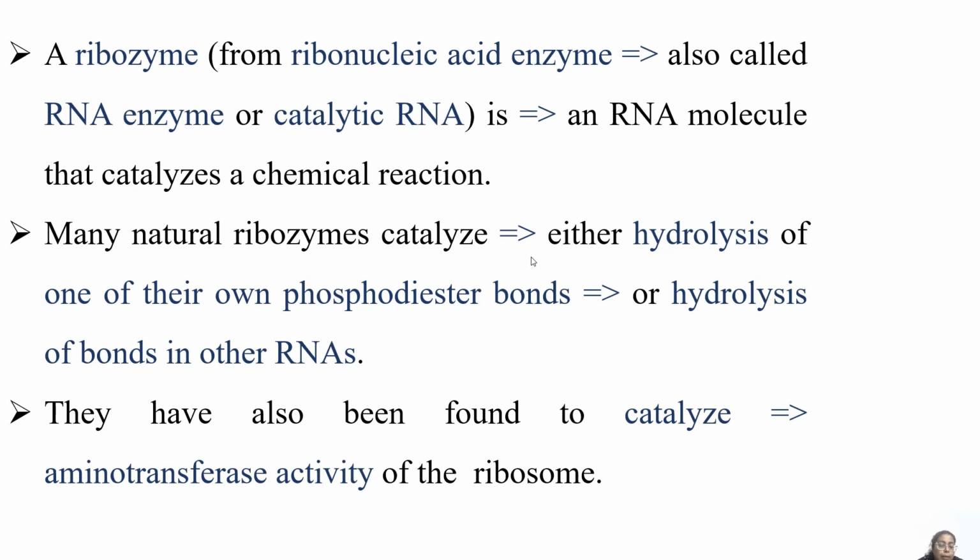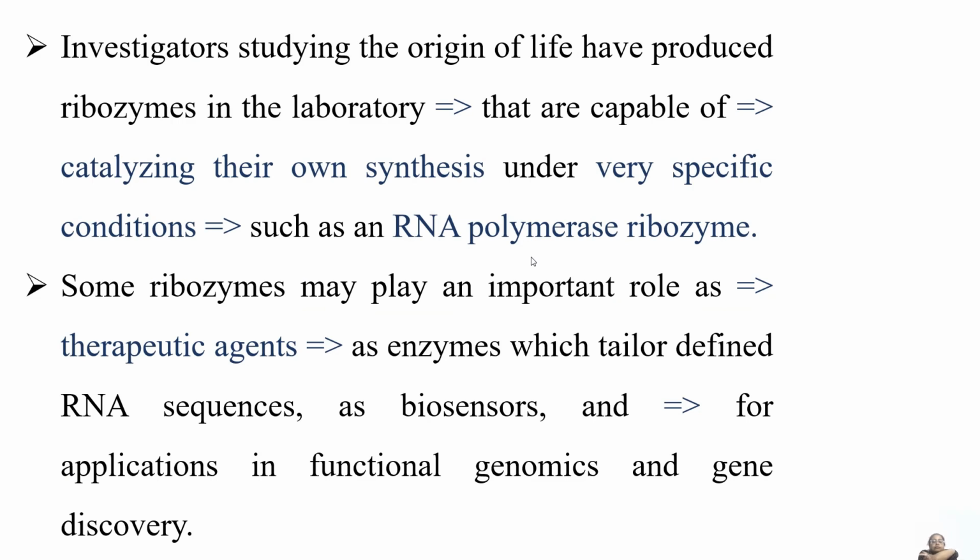So a ribozyme, from ribonucleic acid enzyme, also called RNA enzyme or catalytic RNA, is an RNA molecule that catalyzes a chemical reaction. Many natural ribozymes catalyze either hydrolysis of one of their own phosphodiester bonds or hydrolysis of bonds in other RNAs. They have also been found to catalyze the aminotransferase activity of the ribosome. And investigators studying the origin of life have produced ribozymes in the laboratory that are capable of catalyzing their own synthesis under very specific conditions, such as the RNA polymerase ribozyme.